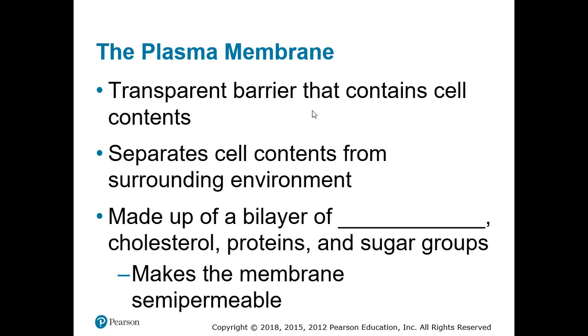From there, the second thing most cells have in common is your plasma membrane. This is a transparent barrier that contains cell contents. It separates cell contents from the surrounding environment. So again, it maintains boundaries. It is made up of a bilipid layer of something called phospholipid.